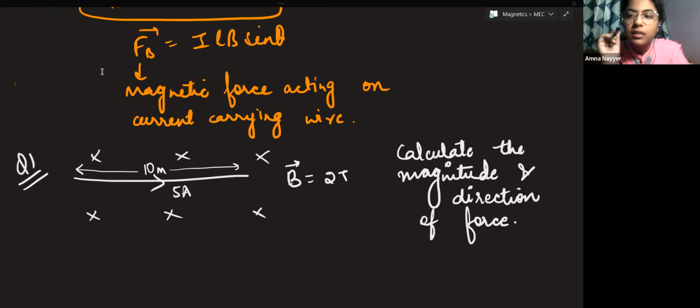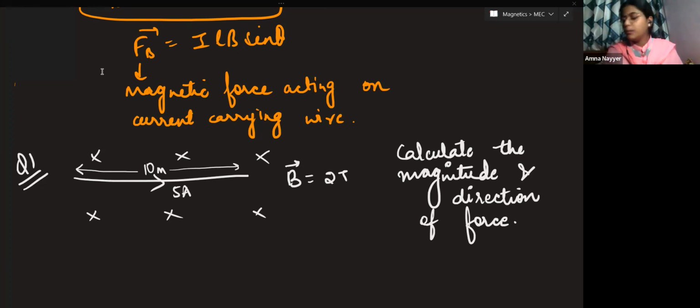Inwards. Cross means inwards. So the magnetic field is going inwards and the current carrying wire is placed like this. So both are making an angle of 90 degree. Magnetic field is going inwards. You can take it as if magnetic field is going towards minus k cap, and the current is flowing towards i cap. So i cap and minus k cap, x axis and z axis, make what kind of angle? 90 degree. So definitely sine 90 degree.